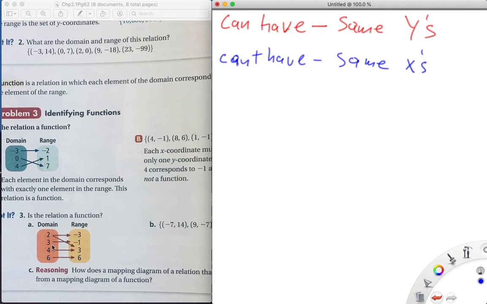Looking at number 3, they want me to know if this is a function or not. So I have a 2 to the 3, -3, and I have 2 to the +3. I have 3 to the -1, 4 to the 3, and 6 to the 6. This is not a function, because I have this x value 2 with multiple y values. This is the same x, which is something I cannot have. I can't have this x of 2 have two answers. It can only have one.